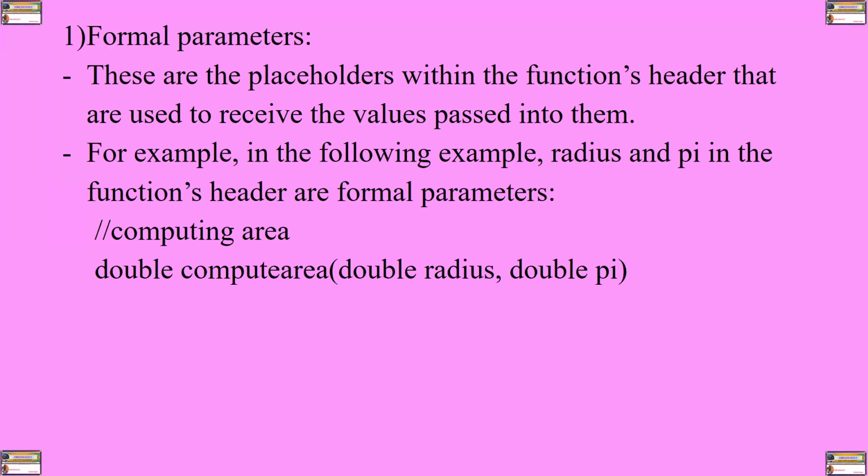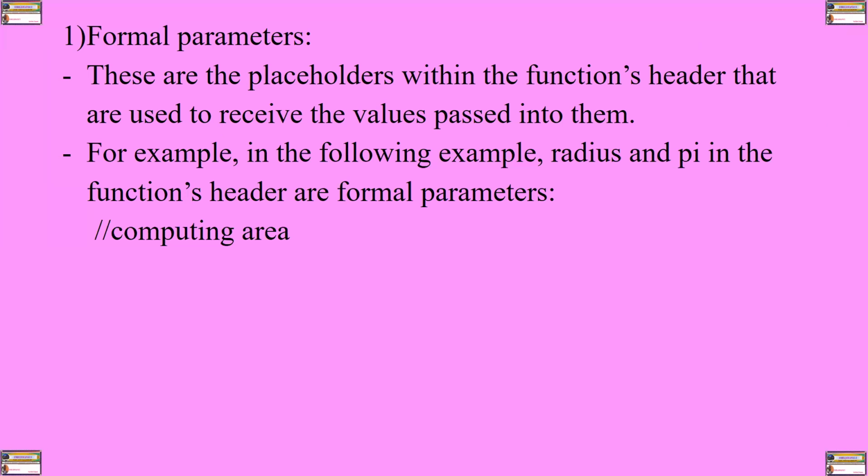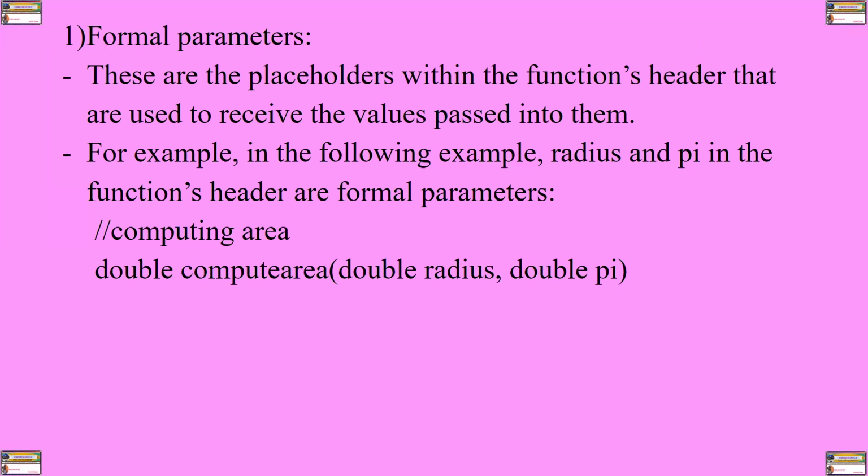If you check at these parameters carefully, you can see that radius is of type double and pi is of type double. My dear students and the rest of the learners, it's important for you to note that this is not like declaration of a normal variable. These are simply placeholders within the function to hold the value that has been received temporarily.